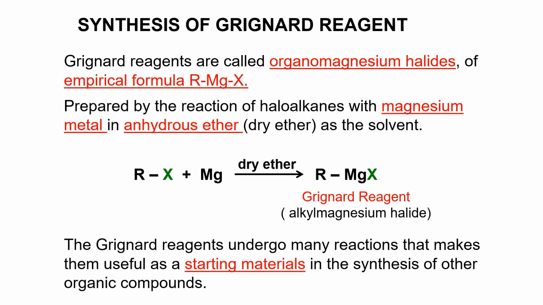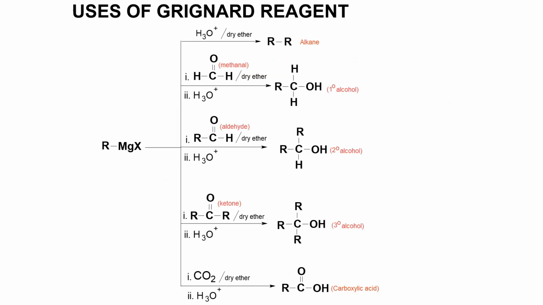The Grignard reagents undergo many reactions that make them useful as starting materials in the synthesis of other organic compounds. These are the uses of Grignard reagent. When Grignard reagent is reacted with H3O+ in dry ether, it will form an alkane. When it reacts with methanal in dry ether followed by hydrolysis, it will form primary alcohol.